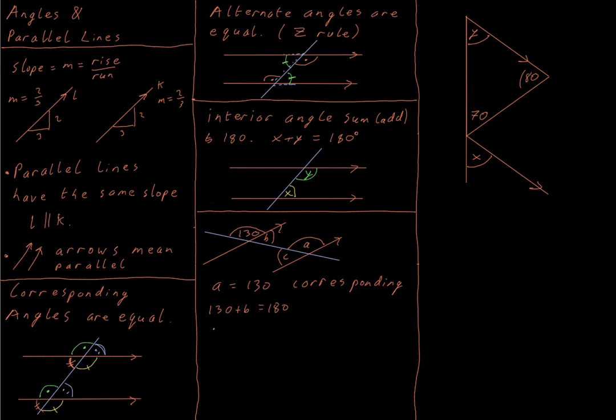And rearranging that equation, I should say, would tell me that B must be equal to 50 degrees. There's another way to look at it, however. It's basically the same argument, but you come at it from a different angle.